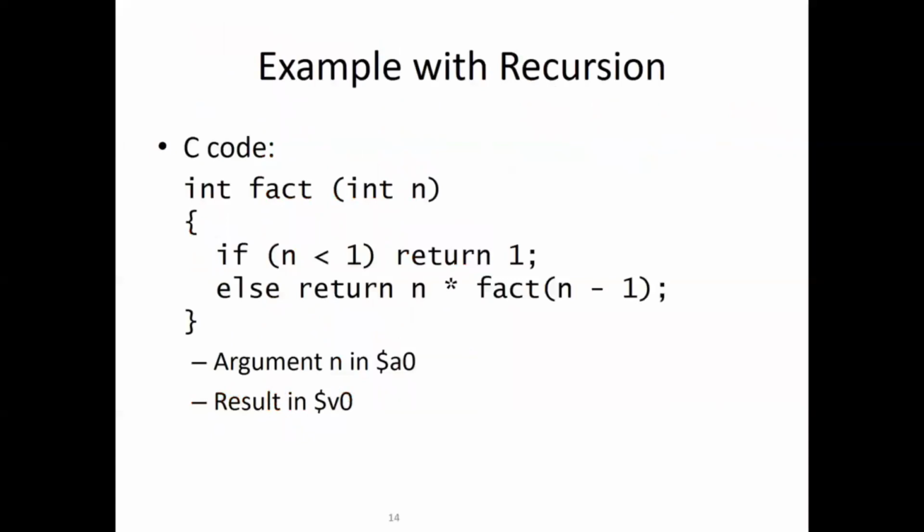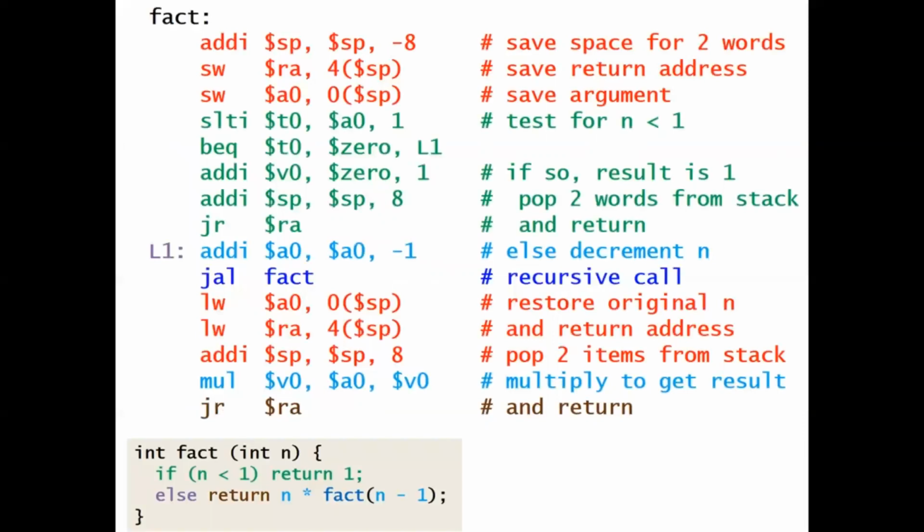One final example for today is a recursive implementation of factorial. Here is the C code for a recursive factorial, which returns 1 in the base case that n equals 1, and otherwise returns n times the recursive case, calling fact with n minus 1. Here is a MIPS implementation of the recursive function. This example also shows a reasonable way to write comments that you should adhere to when working on assembly projects in this class.